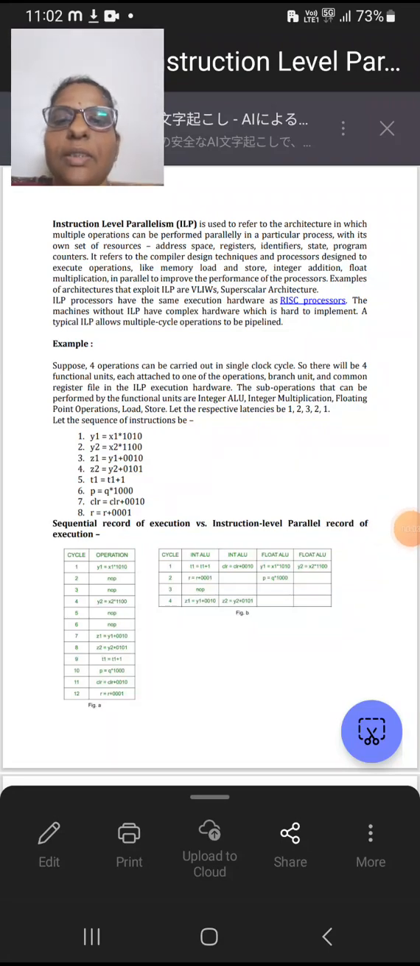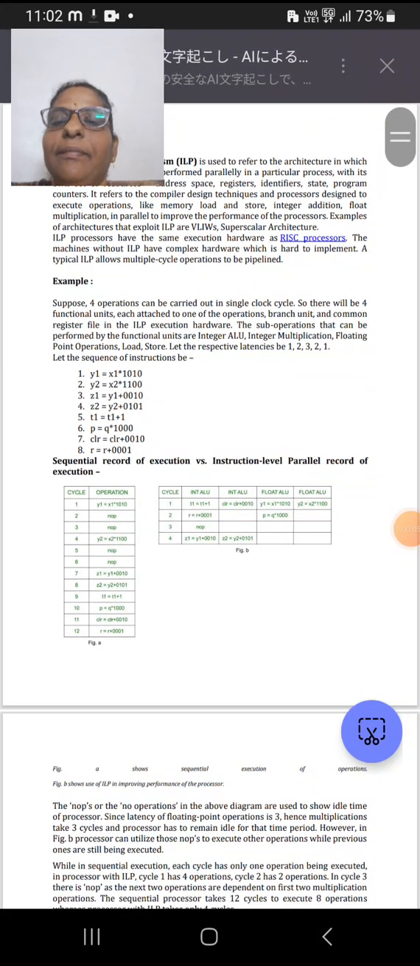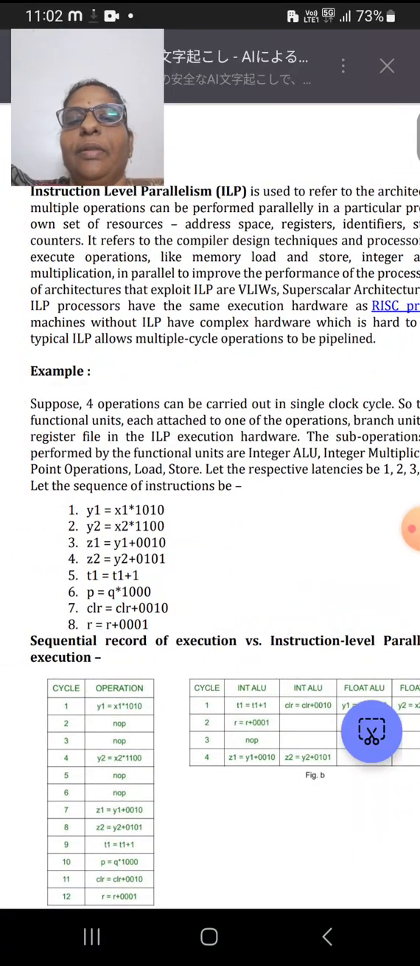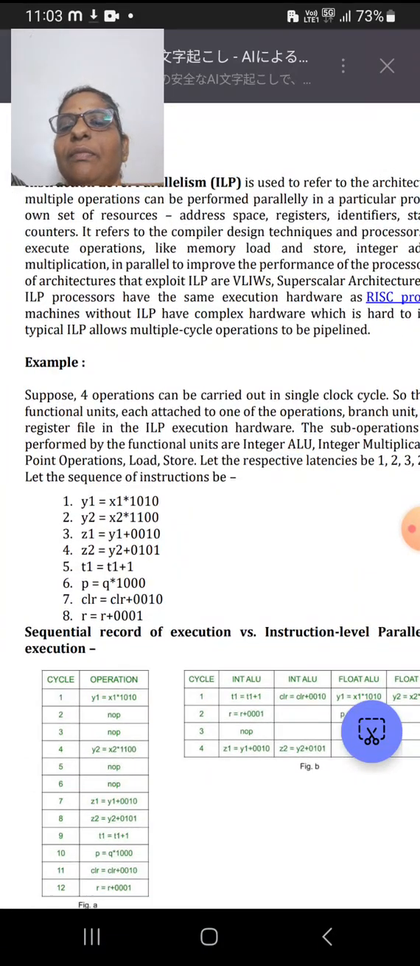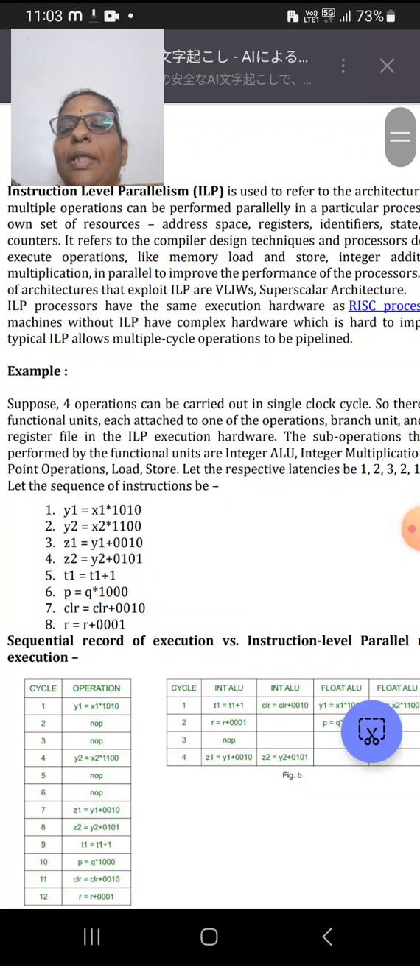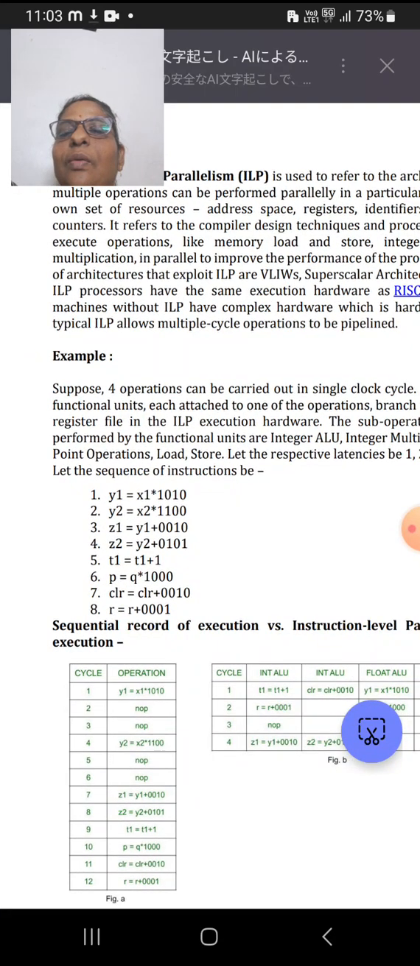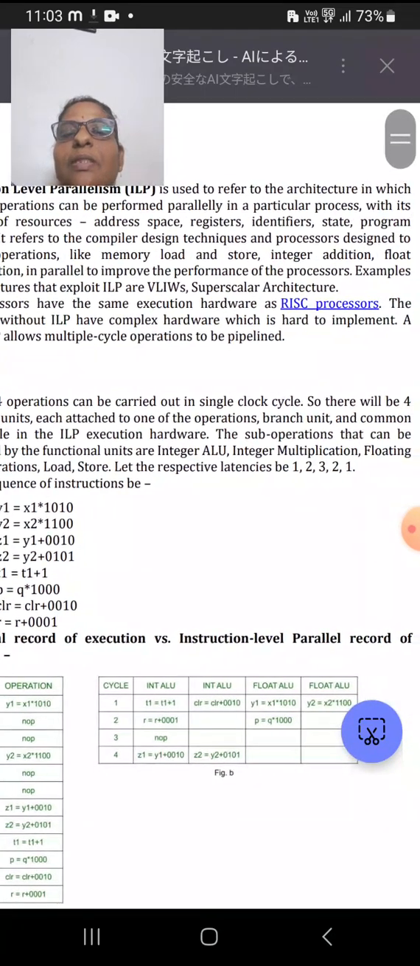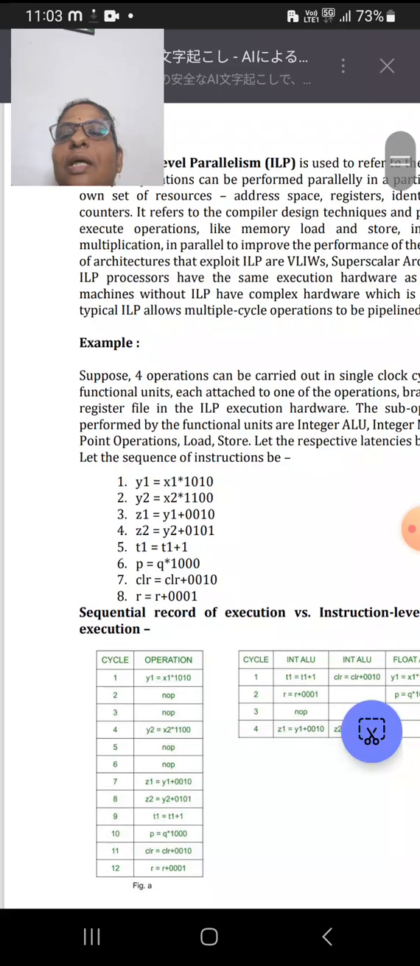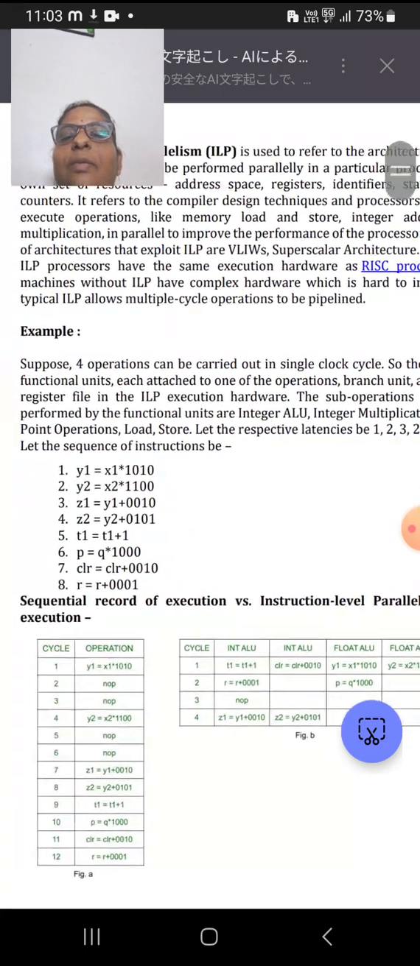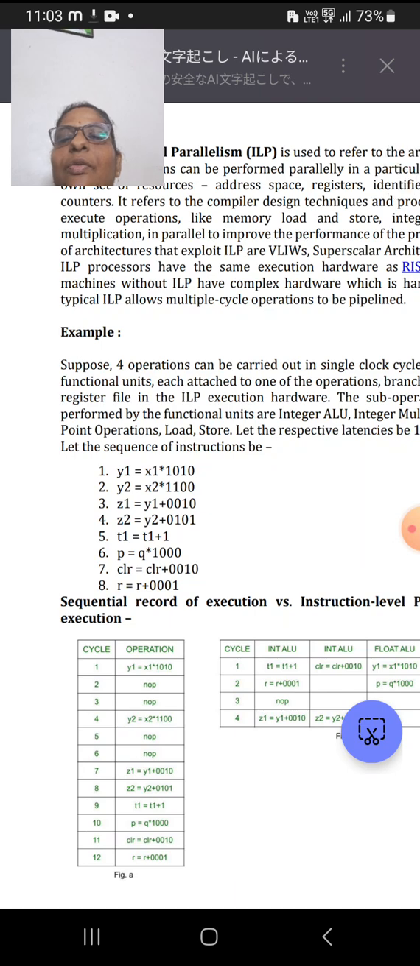Next one is instruction level parallelism. In instruction level parallelism, we refer to an architecture in which multiple operations can be performed in parallel in a particular process, each with its own set of resources: address space, registers, identifiers, state, and a program counter. It refers to the computer design techniques and processes used to execute the operations.